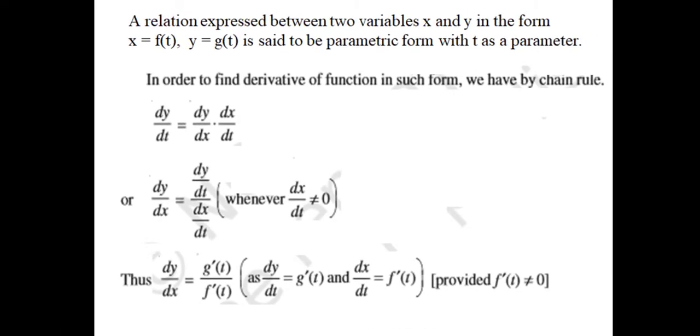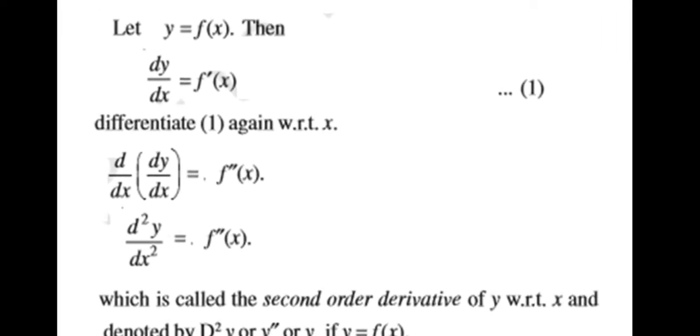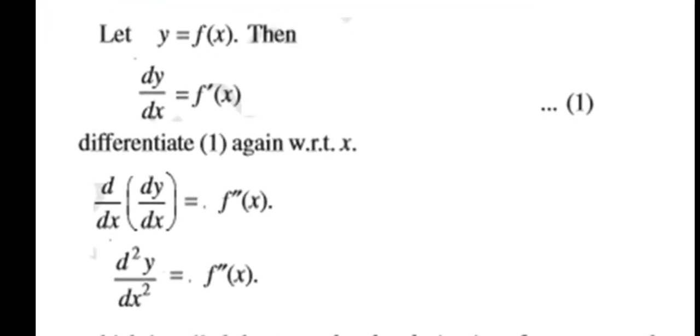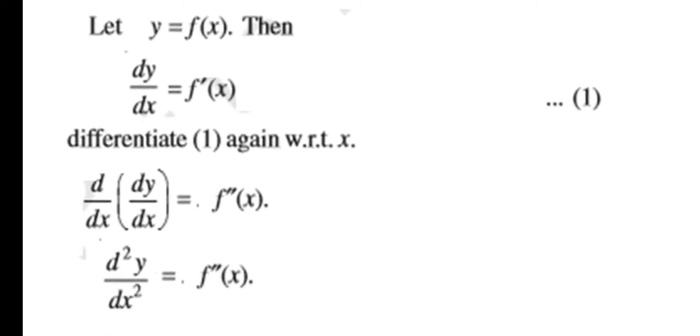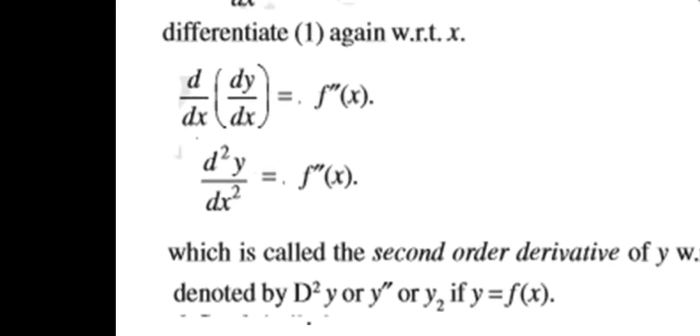Next I'll explain what is the concept of second derivative. Second derivative is very simple. If you differentiate a function two times, then you will get the second order derivative. For example, suppose y is a function of x, y equal to f(x). When you differentiate y with respect to x, we'll get dy by dx, so we'll get f dash x. Now if you differentiate again with respect to x, we'll get d/dx of dy by dx equal to f double dash x. f double dash x is nothing but the second derivative, so it is d2y by dx2.